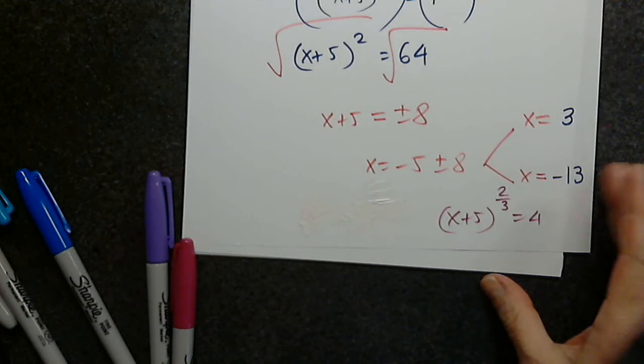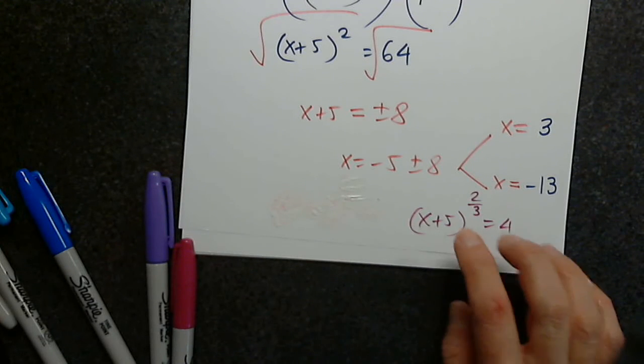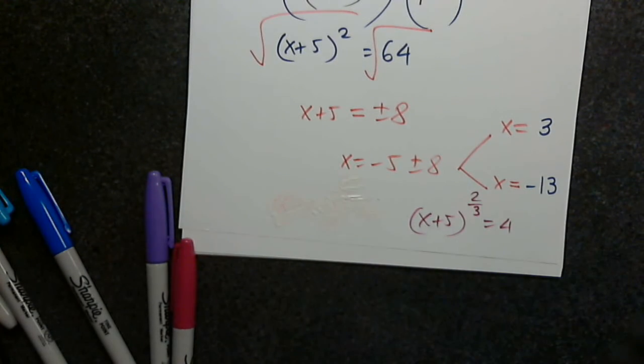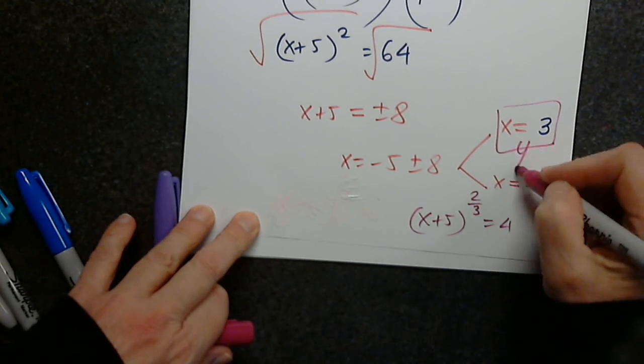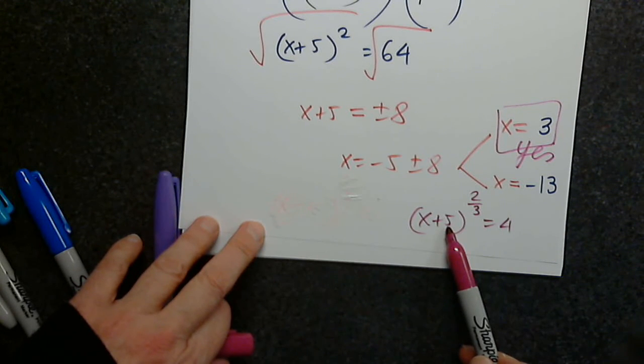Okay, so then, how much is 3 plus 5? So I have to take 8 to 2/3. Let's take 8 to 2/3 and see if we get 4. So 8 caret in parentheses 2 divided by 3. If I don't get 4, 3 has no place here. I got 4. Okay, the second one, so I accept x equals 3. I'll say yes.